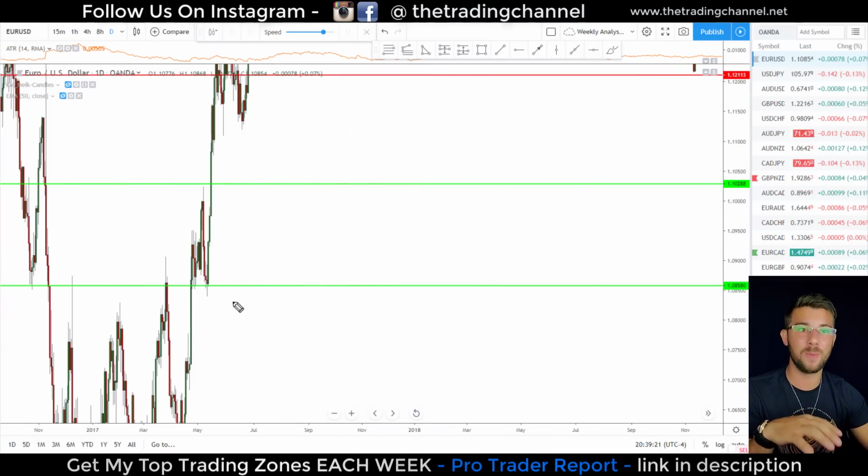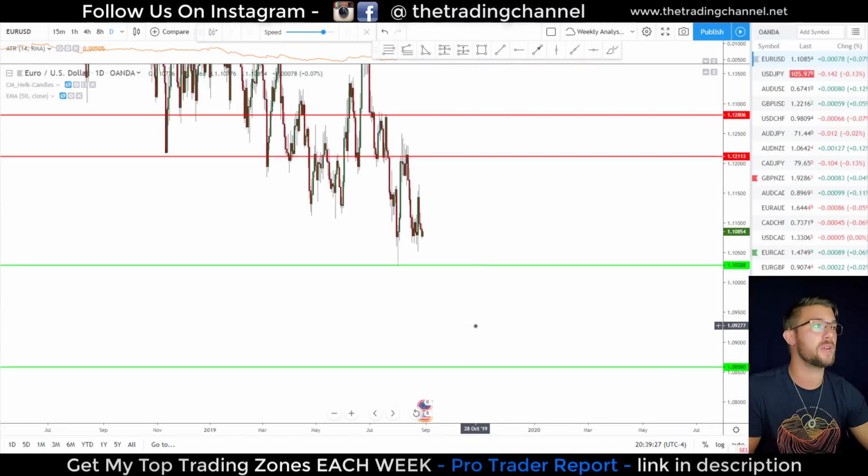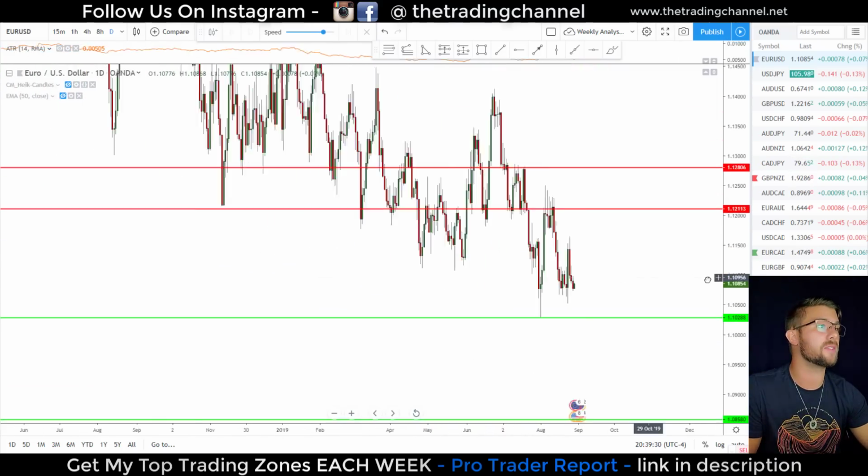So I look for those 2 levels, and those are the 2 levels I'm going to be trading around when it comes to counter trend trades on the euro dollar. Let's move on now to the dollar yen.